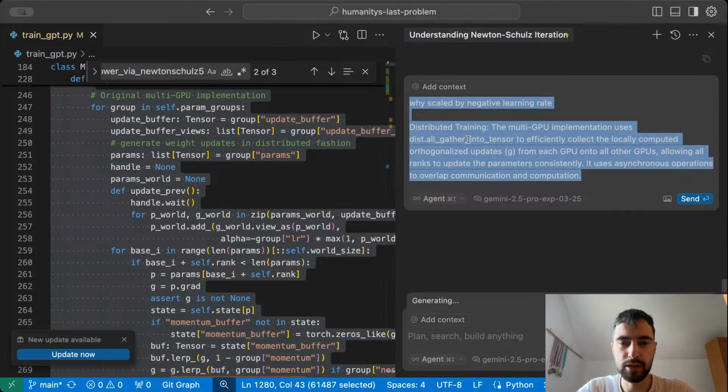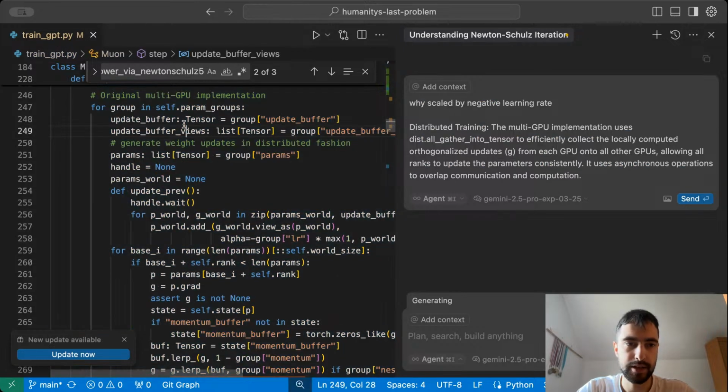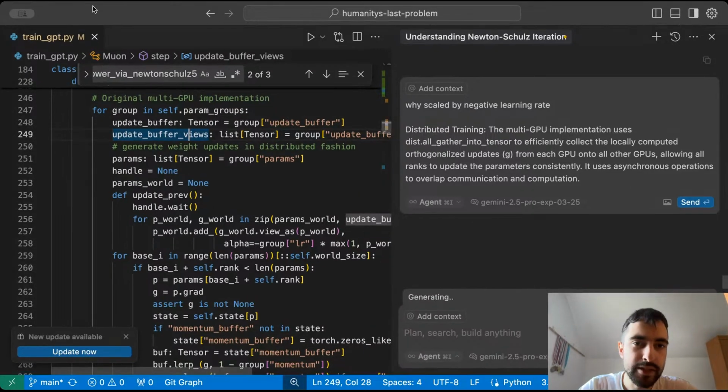Actually, I might look to restart. Let me look to restart this. What is this? How do I close? Close window. Okay, and let me open Cursor.